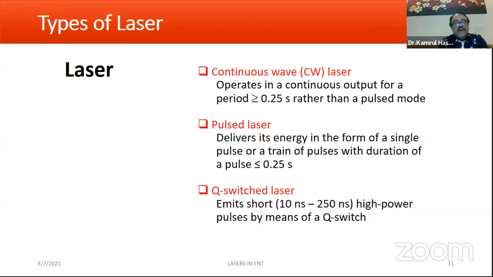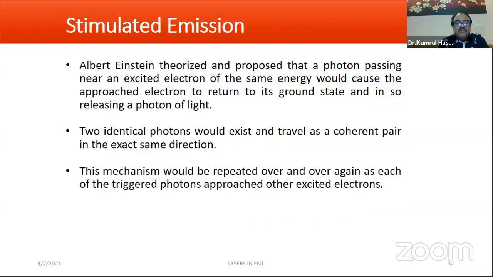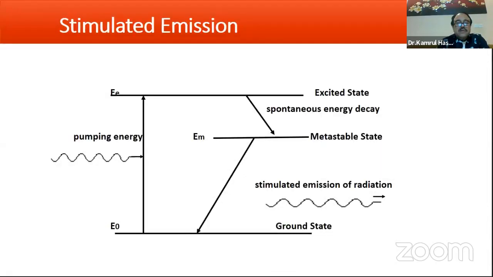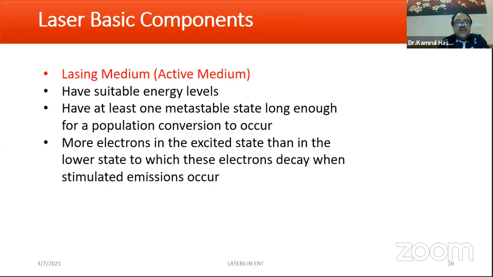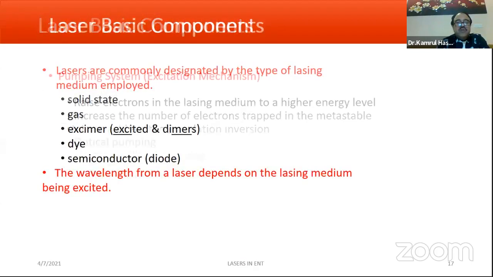How do we fire the area? By continuous wave, which operates in a continuous output for a period of 0.25 seconds, or by pulse, by super pulse, or by Q-switch laser. Super pulse is less than 0.25 second, and Q-switch laser is 10 nanoseconds. So why are we thinking of the carbon dioxide laser, especially for otolaryngology?